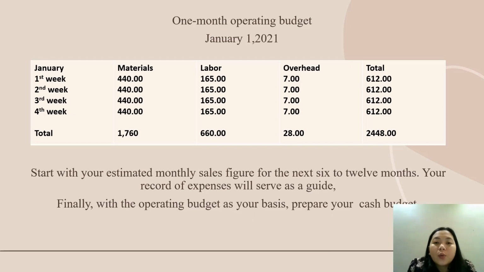Alright, for 1 month operating budget, we have also from January, first week, second week, third week, fourth week. So we know how much is the materials, the labor, overhead. So we have the total. So we will know how much it is. We accumulate every week or daily.